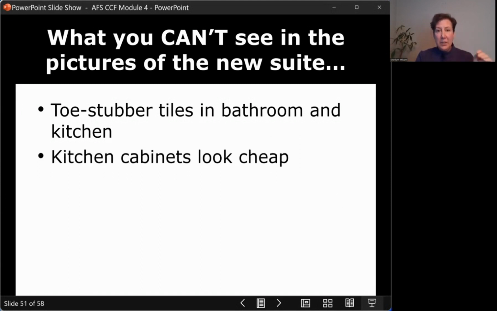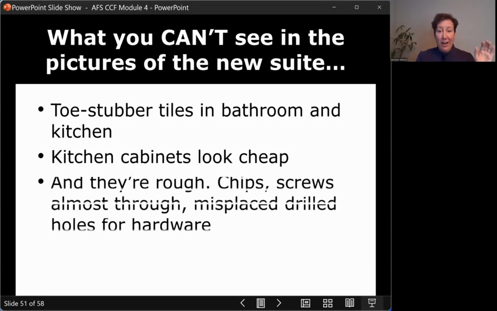The kitchen cabinets looked cheap. In fact, they looked so cheap, I asked the seller if he got them used. They were really rough. There were screw holes where there shouldn't be screw holes. There were screw holes that were almost poking through the cabinets. They were terrible, to the point where I would almost want to replace them again. And yeah, chips, screws almost through, misplaced drill holes for the hardware.